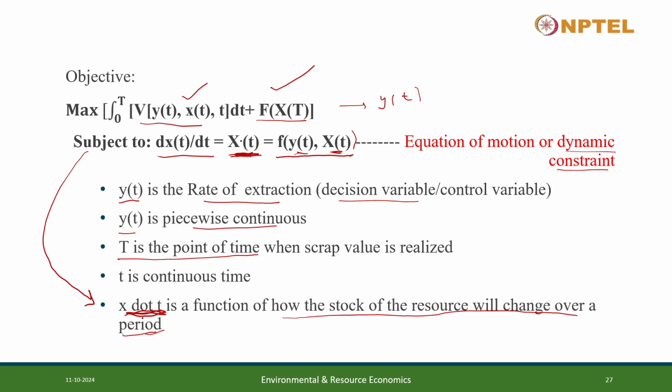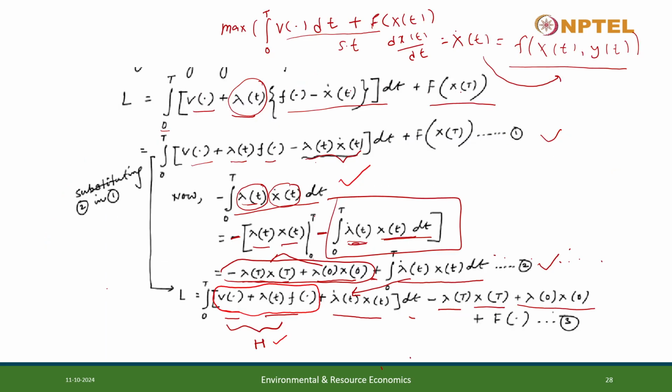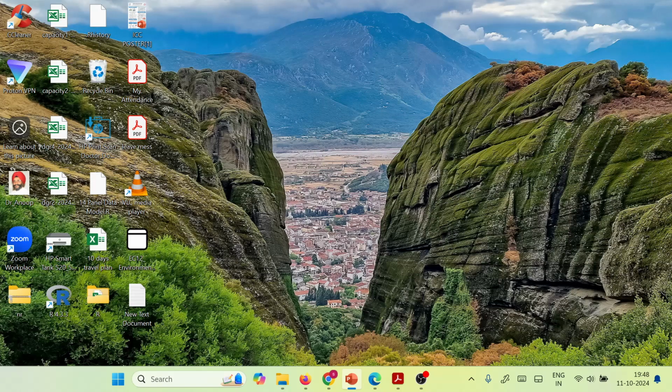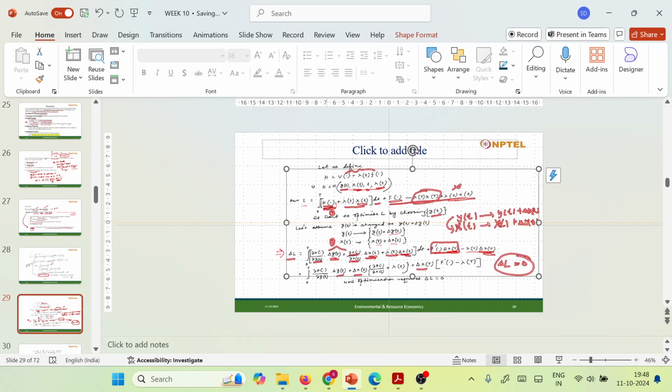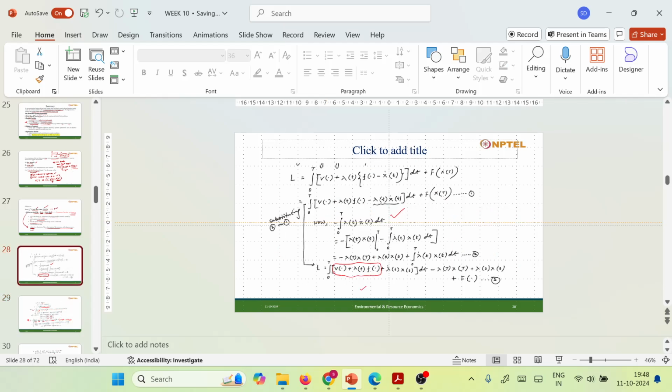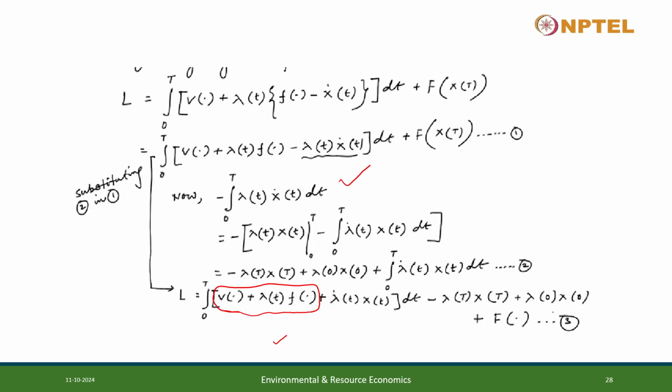Now after that, what we are doing is we are trying to derive the Lagrangian function. So our objective is V, the integration over time, and then the scrap value, right?